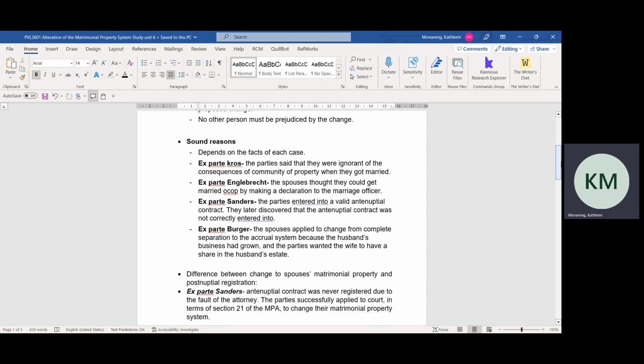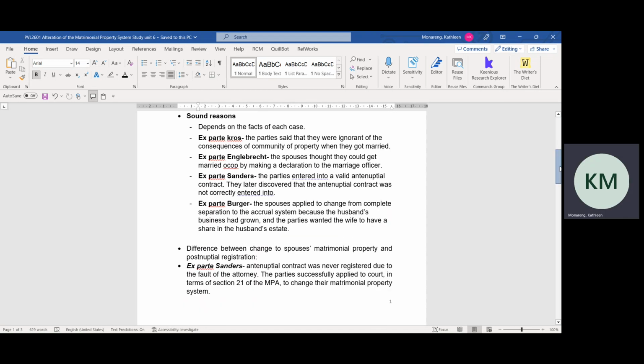And then in Ex parte Becker, the spouses applied to change from a complete separation to the accrual system because the husband's business had grown and the parties wanted to make sure that the wife would have a share in the husband's estate. So there is no specific reason, but the parties must give a reason that will be satisfactory to the court, the High Court.